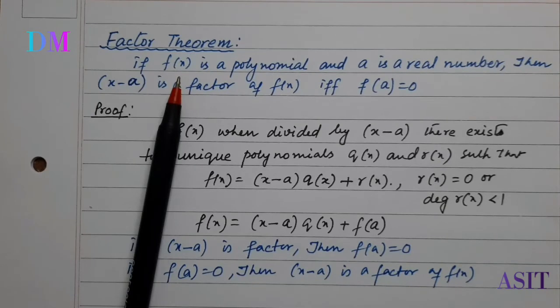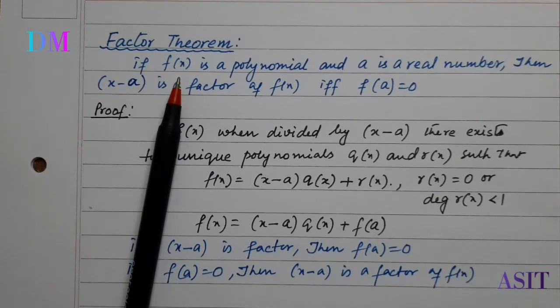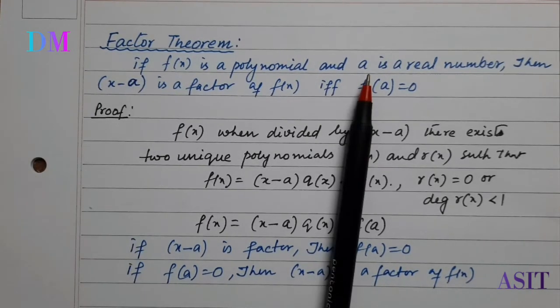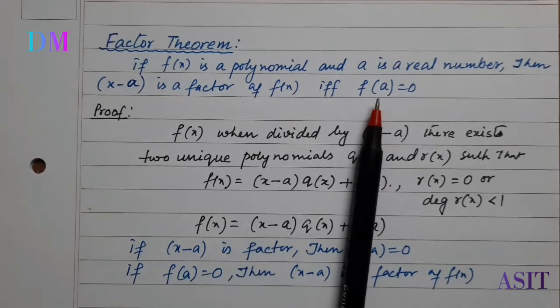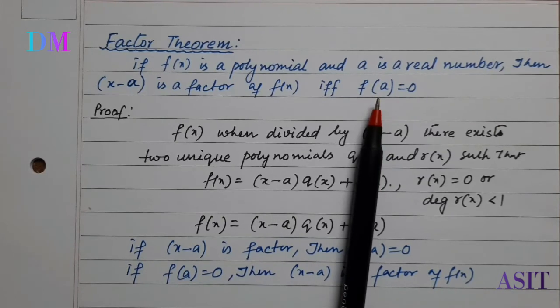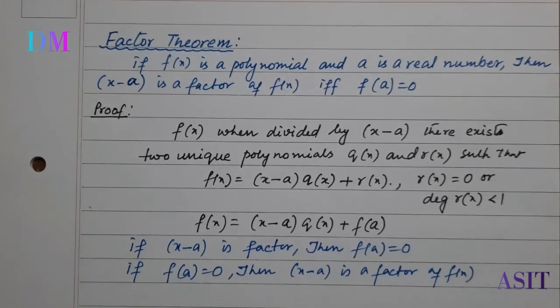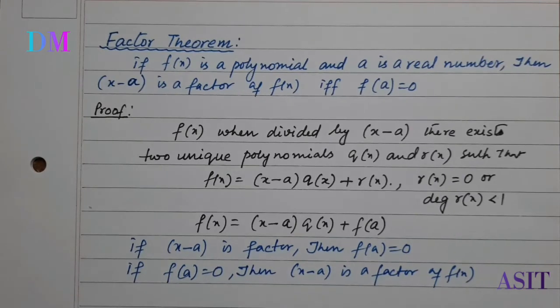Now since f of a equals to 0, we can also state the factor theorem in this way. If fx is a polynomial and a is a real number, then x minus a is a factor of fx if and only if a is a 0 of the polynomial fx, or we can say a is a root of the polynomial equation fx equals to 0. Now that was the factor theorem.